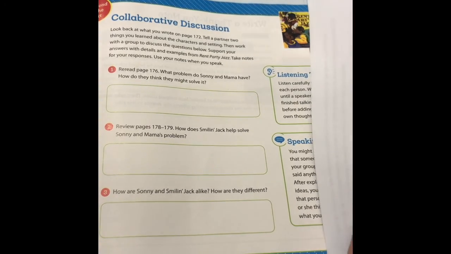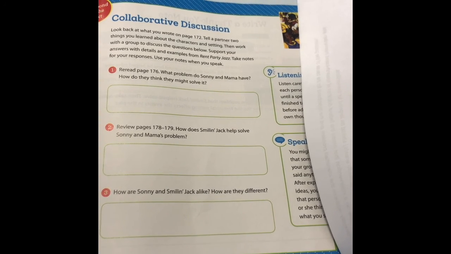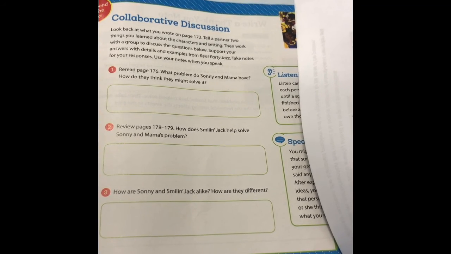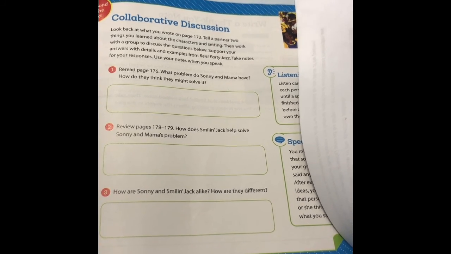Okay, let's look at these questions. What problem does Sunny and Mama have, and how do you think they might solve it? What problem do they have? They have to pay the rent. Why are they worrying about the rent right now, Sebastian? Mama lost her job. And she can't get paid. If you don't have a job, you can't get paid. And if you don't get paid, you can't pay the rent.